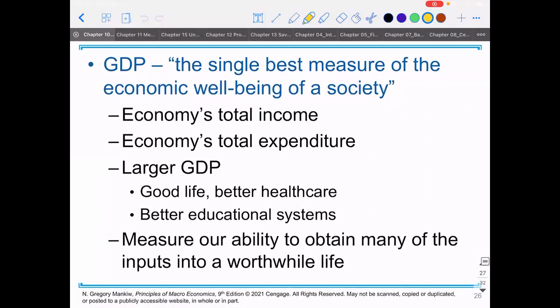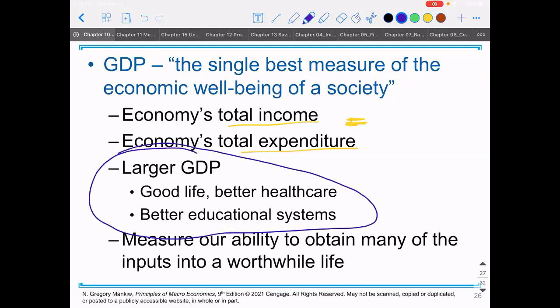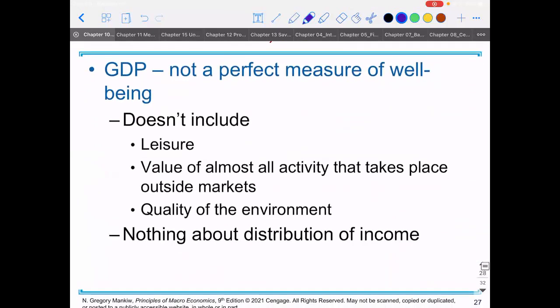Now, I would generally agree with this. Our GDP is really our best measure of how the economy is doing. It's, again, our measure of total income and total expenditures. These are equal to one another. Generally speaking, and I know there's at least one of you who doesn't believe this, because there are other ways to measure prosperity in an economy, economists do believe that a larger GDP does mean a better life because of all the things that it can afford. No, it's not perfect.